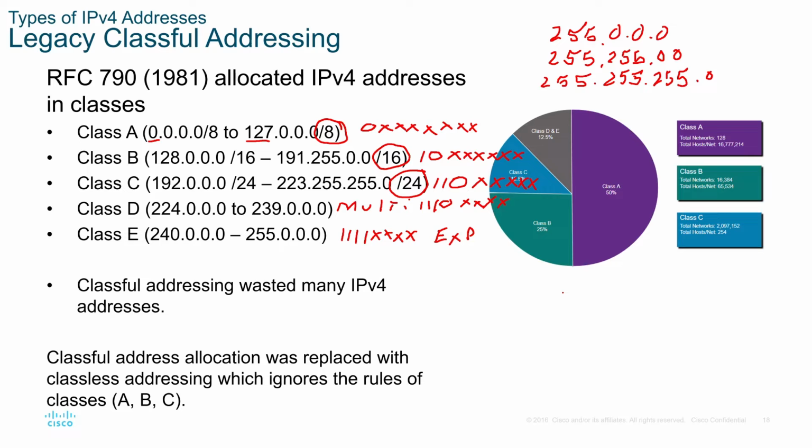Now, because these are all what we refer to as classful, as they fall into particular classes, it wastes a tremendous amount of addresses. You may have a small company that does not need a lot of addresses, but if we went with classful addressing, the lowest we could go would be a Class C, giving them 254 usable addresses, many of which would be wasted.